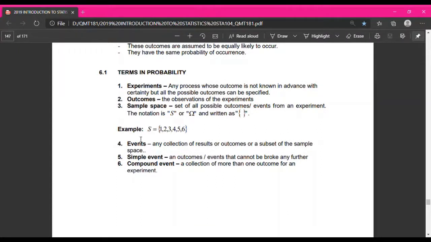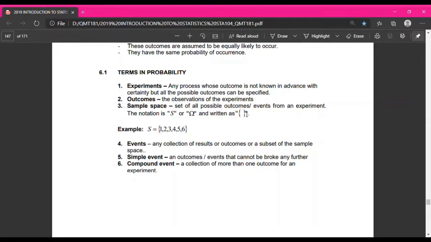Okay, ini adalah beberapa term yang biasa digunakan in probability, which is the experiment, which is any process whose outcome is not known in advance with a certainty, but all the possible outcome can be specified. Any process, outcome kita boleh senaraikan. Dia punya outcome. Outcome adalah observation of the experiment. Macam tadi, experiment we toss a coin. Outcome-nya will be sama ada head or tail. Okay. So the sample space adalah set of all the possible outcome.